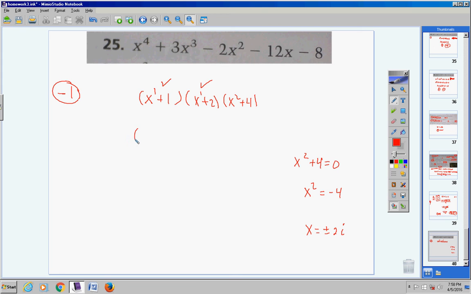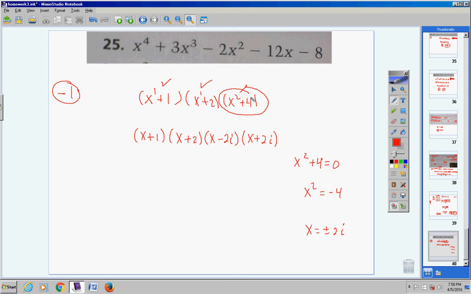So now think about it. I know this parentheses is x positive 1. I know this parentheses is x positive 2. Now, I have two more zeros here. So I would have x, I have a positive 2i, so x negative 2i. And then I have a negative 2i for a 0, so I change the sign, x positive 2i. And there we go. So even though this wasn't factorable with rational numbers, it is factorable with imaginary numbers.